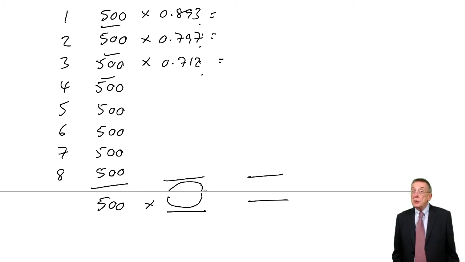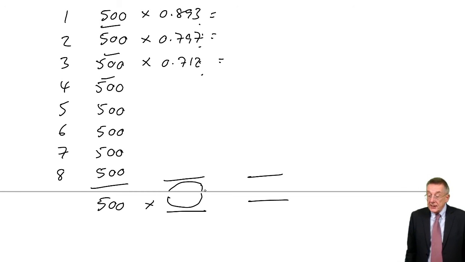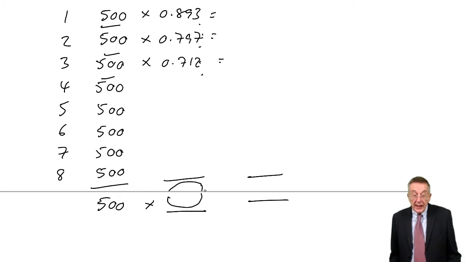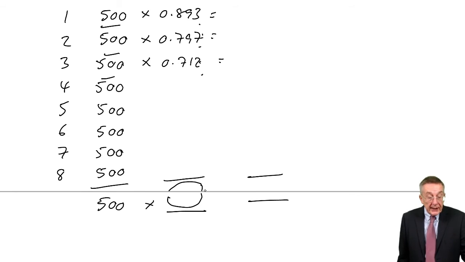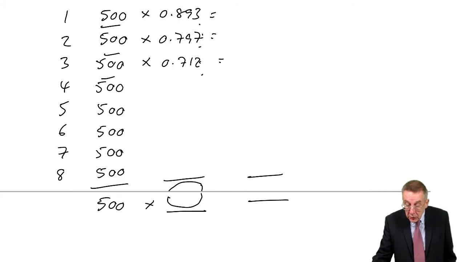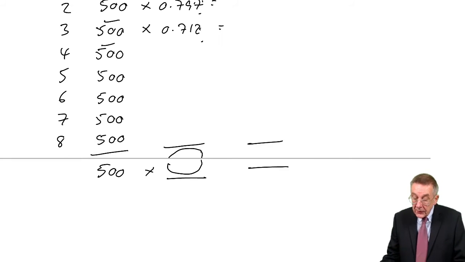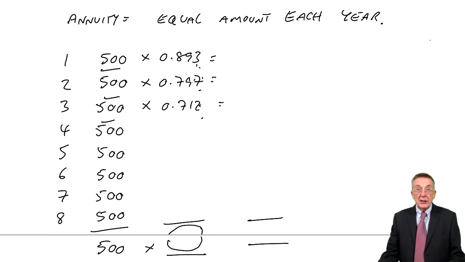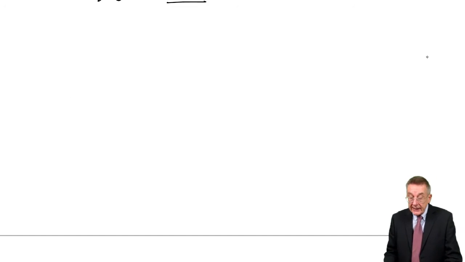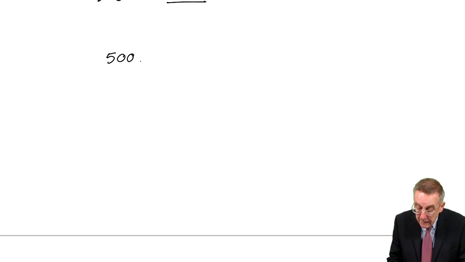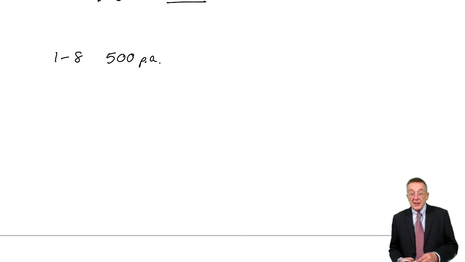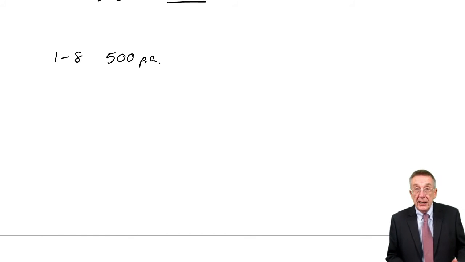So although you could continue and do what's on the screen, discount each of the 8 amounts separately, it's going to be much quicker to use these second tables. The second tables, as I say, give you the total of the discount factors for any rate of interest for any number of years. And so for this one, 2 things. First of all, instead of listing 500 8 times, the way we tend to write it is say it's 500 per year, 1 to 8. That's a shorthand way of saying it's 500 for each of 8 years.